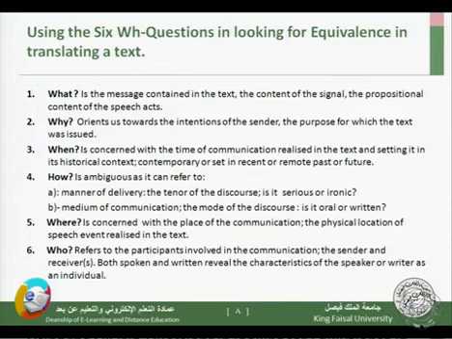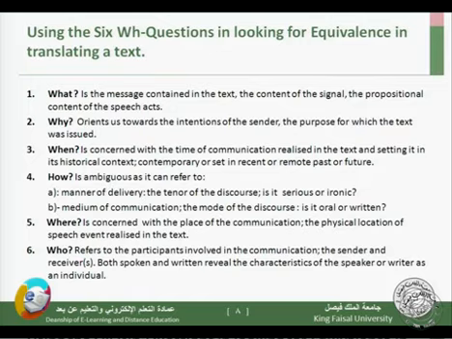The second question you ask yourself, why? Why am I translating this? Now, the word why, or the question why, orients us towards the intentions of the sender, the purpose for which the text was issued. Now, you need to ask yourself, why did the writer write this message? Or why is the speaker saying this? So, you need to ask yourself always why he is saying this and why he is writing this. It's very important.